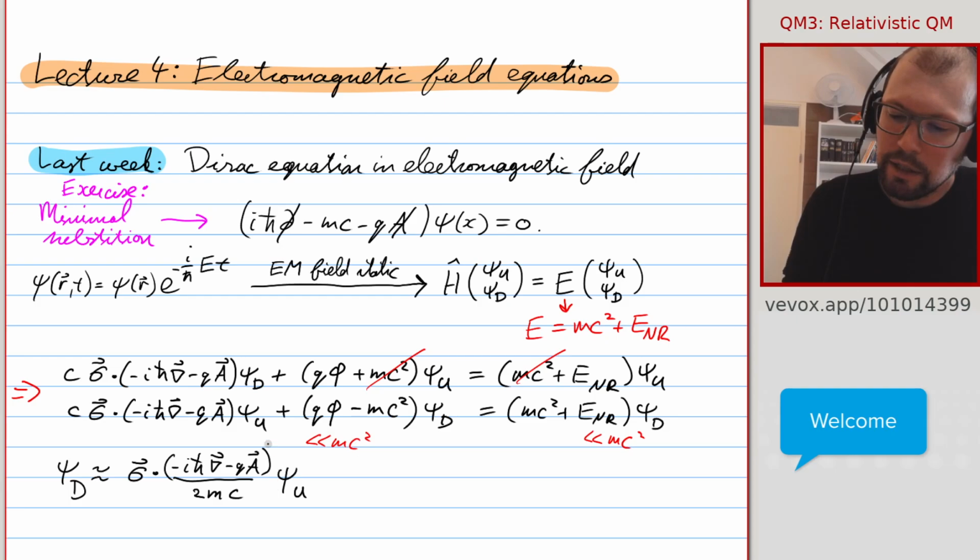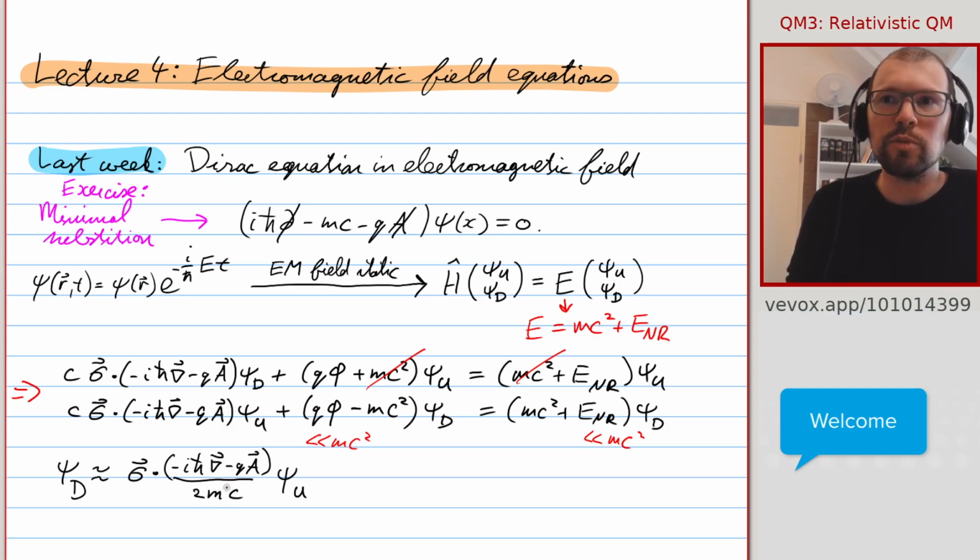Now, if you look here, what is the order of magnitude of the lower spinor component compared to the upper one? Here we have the momentum, and we're comparing the momentum to mc. So this is really of the order of the velocity of the particle over the speed of light.